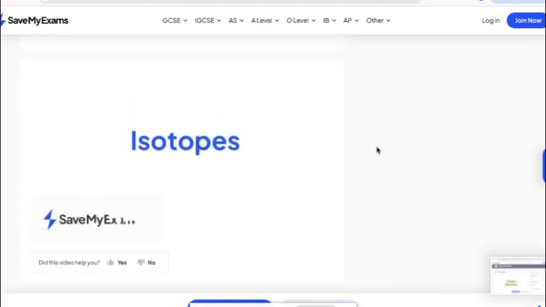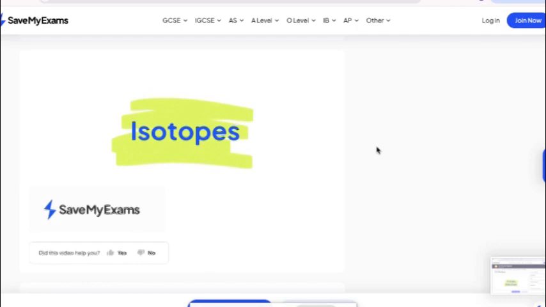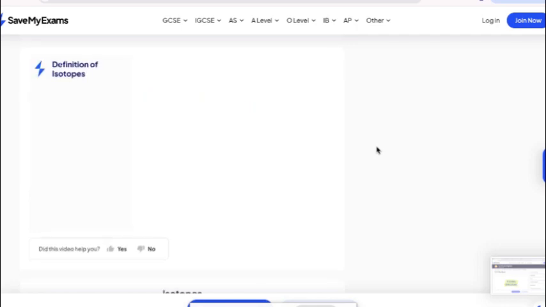In this video, we're going to cover isotopes. To define an isotope, we first need to remind ourselves of the definition of an element. An element is defined by its number of protons, so all the atoms of an element have the same number of protons. The number of neutrons, however, can vary. Isotopes are versions of the same element with different numbers of neutrons.